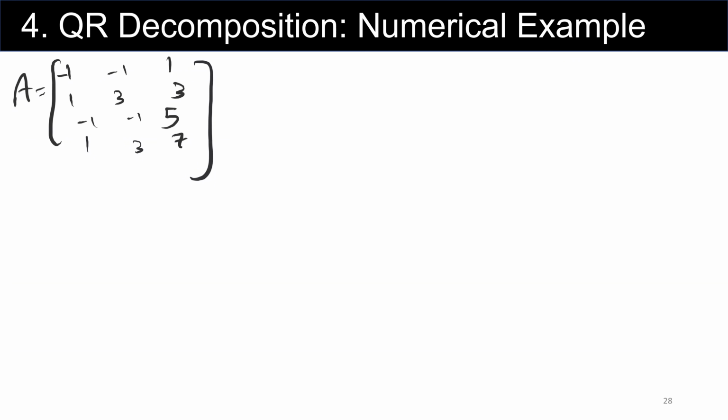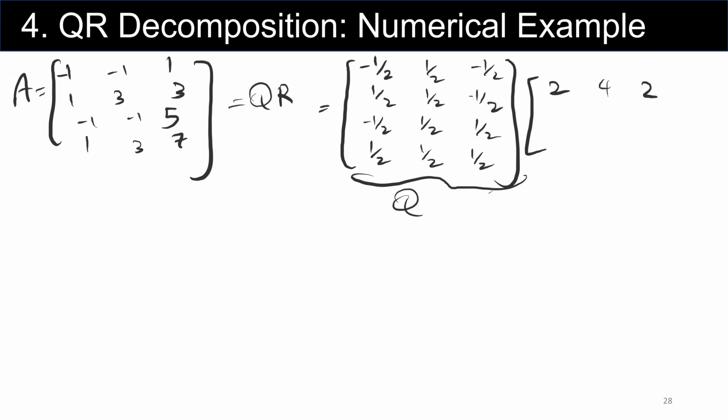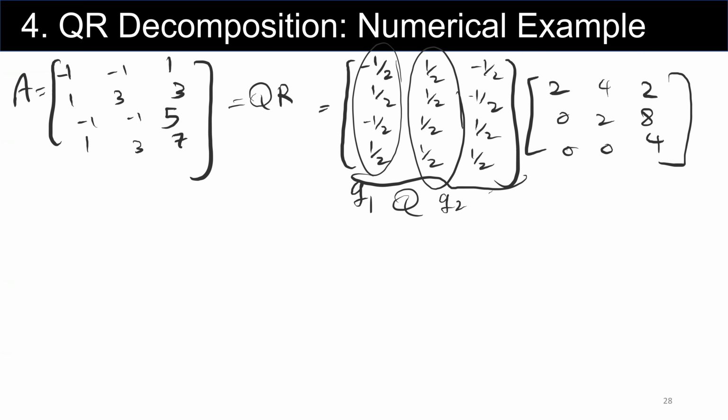Again, as I mentioned, this is linear algebra for computing. So first, I will show you one example of decomposing matrix A. Matrix A is equal to [1, -1, 1; 3, 3, -1; -1, 5, 1; 3, 7, ...], and we want to find its QR decomposition. It's going to be this orthogonal matrix Q, with entries like -1/2 and 1/2, multiplied by R, which is [2, 4, 2; 0, 2, 8; 0, 0, 4]. We call the columns of Q: q1, q2, and q3.